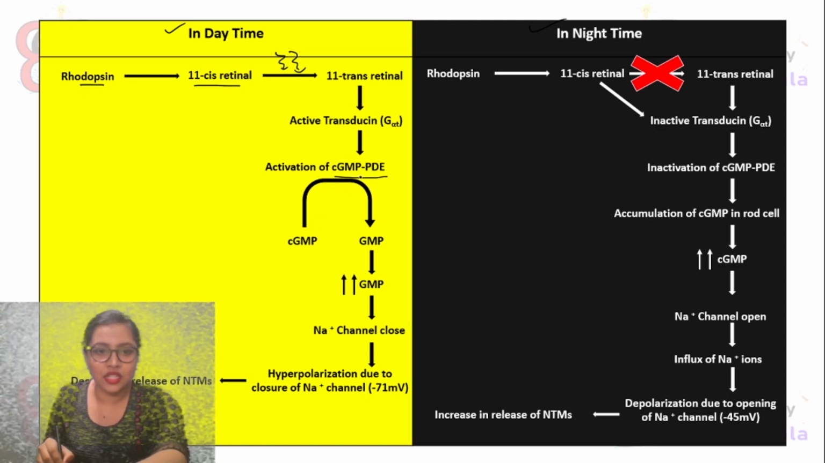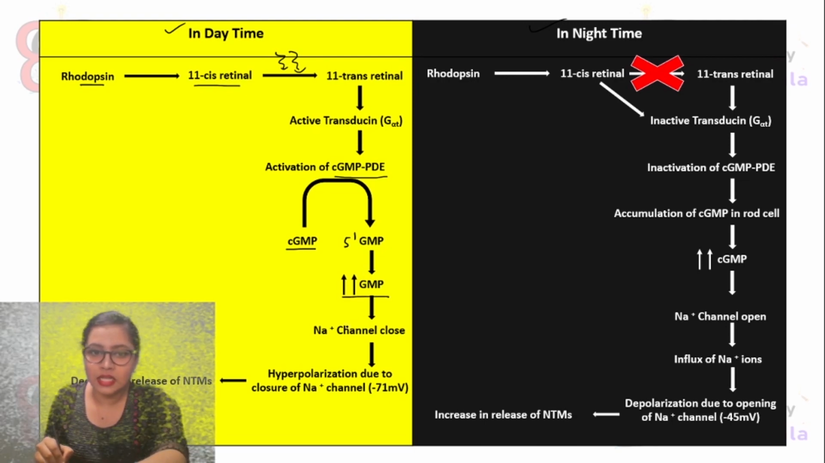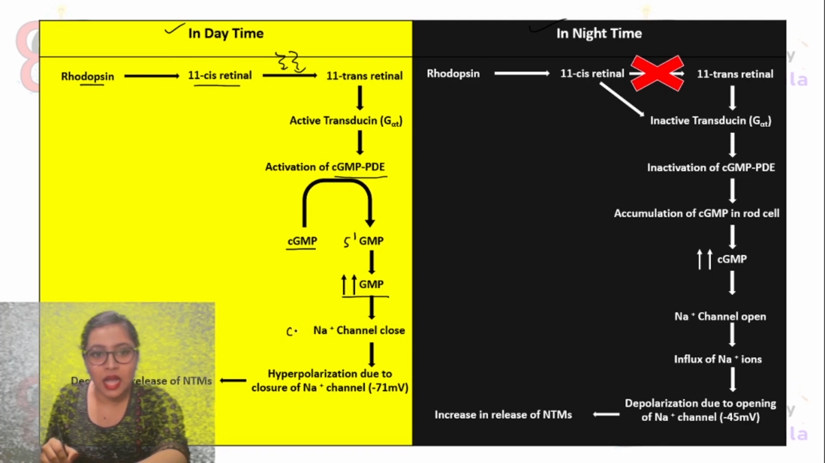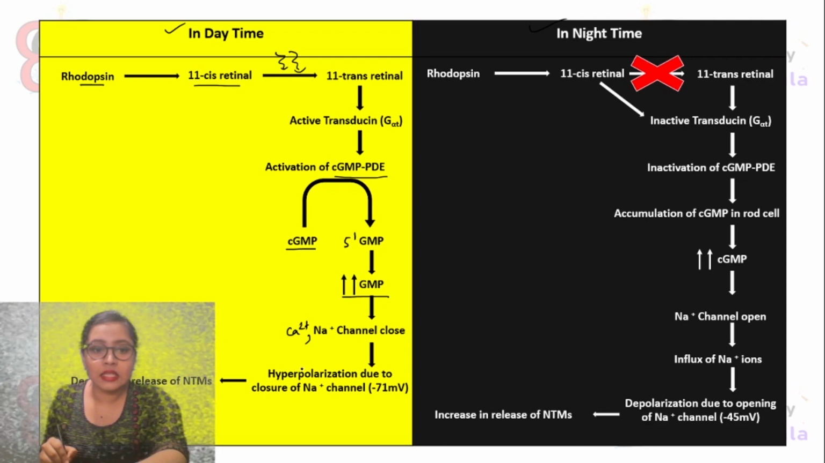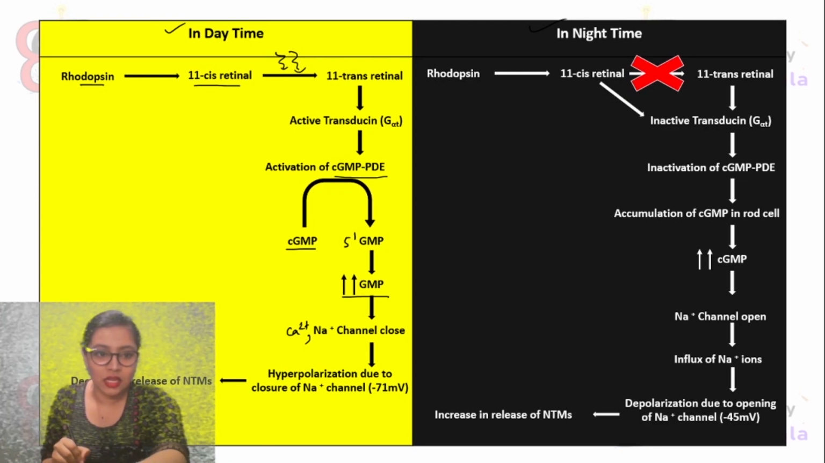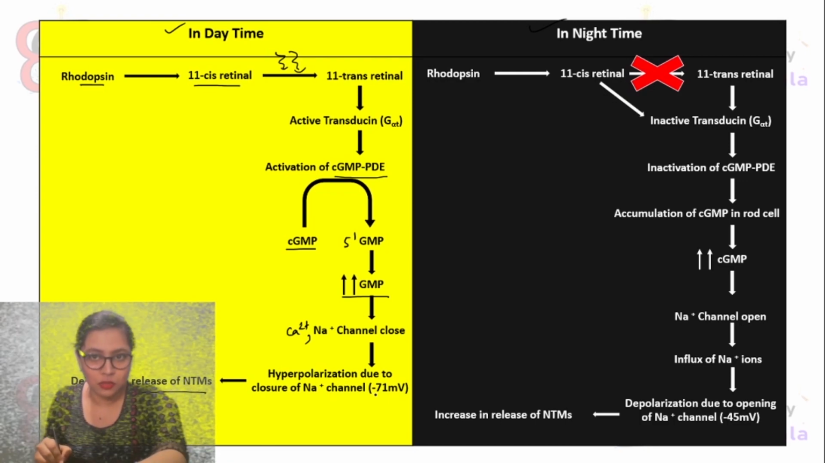Now this cyclic GMP dependent PDE forms 5' GMP from cGMP. Hence the concentration of 5' GMP will be increased inside the cell, which results in the closure of the sodium channels as well as the calcium channels, and it results in the hyperpolarized state of the cell, and this hyperpolarized state of the cell results in a decrease in the release of the neurotransmitter.